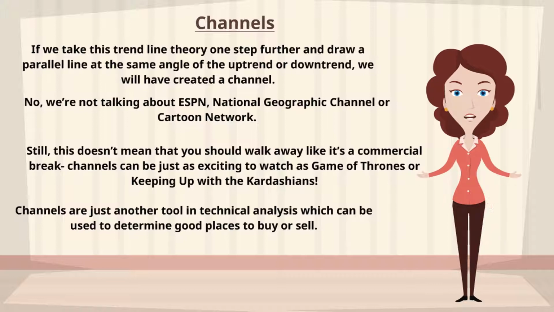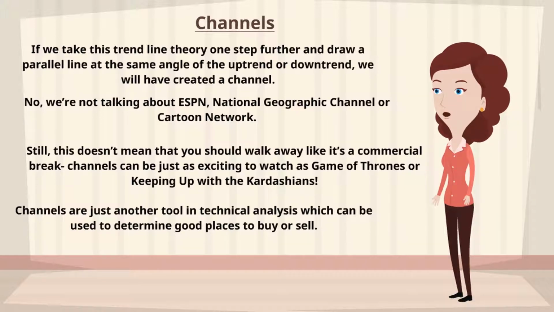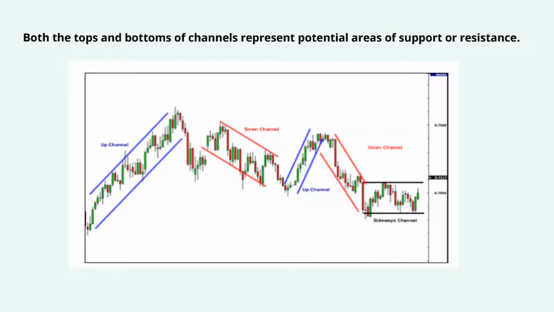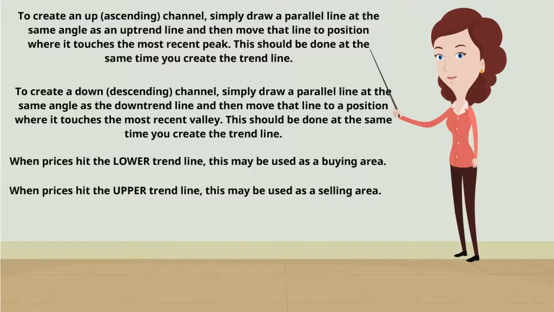Channels are just another tool in technical analysis which can be used to determine good places to buy or sell. See the figure. Both the tops and bottoms of channels represent potential areas of support or resistance. To create an ascending channel, simply draw a parallel line at the same angle as an uptrend line and then move that line to a position where it touches the most recent peak. This should be done at the same time you create the trend line.